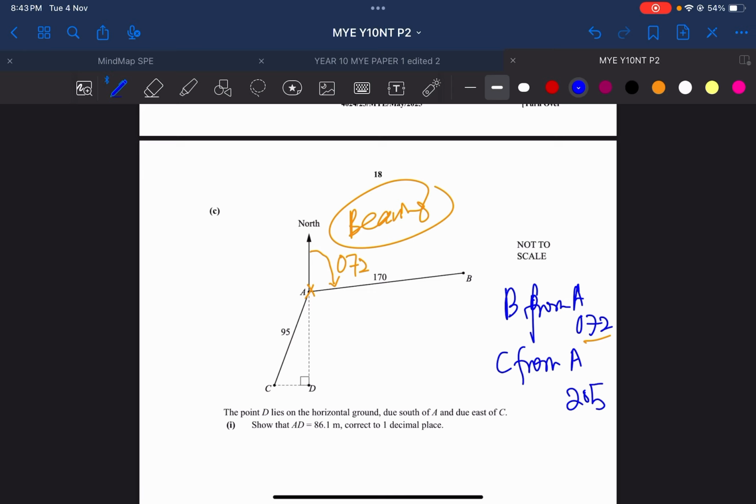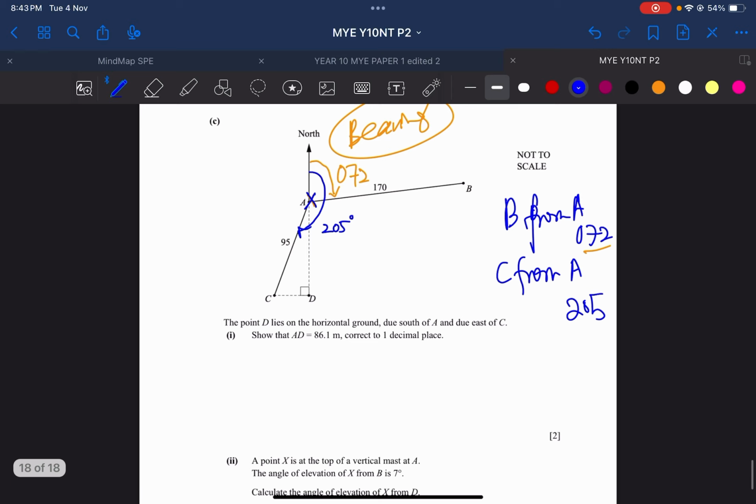And then the other one, C from A, still standing arah A, tapi sampai ke arah C. So daripada north again, pusing sampai arah C, that means here 205. And that is basically the information given. Now the question here, Tani tahu jawapannya is going to be 86.1, but we have to show it first.